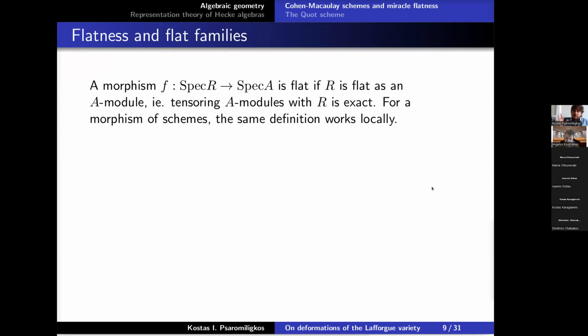Now, if we have more general schemes, not affine schemes, we do the usual thing, we just look at this definition locally. So if we have a scheme X and a scheme S and we have such a map, we can check that just the localizations at points give us flat maps. So flatness can be checked locally.